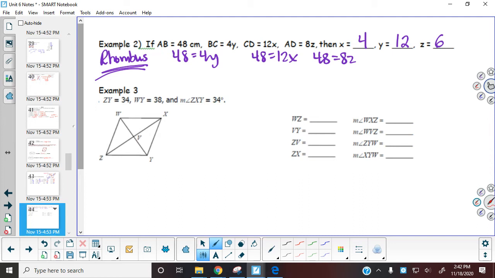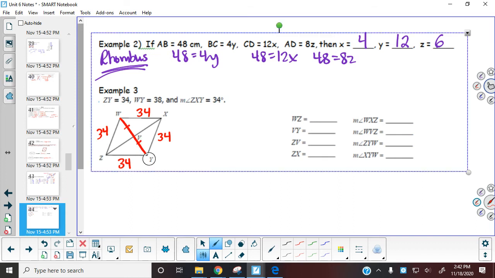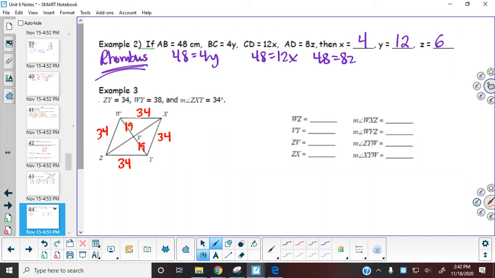Okay, as you look at this, let's talk about the sides first. ZY is 34. If it's a rhombus, that means all of these sides around the outside are going to be 34 also. If we know that YW is 38, because it's a parallelogram, we know this diagonal has been bisected, meaning those two pieces are the same. So we can say this is 19 and this is 19. Let's pause there and figure out what we have so far and what else we maybe need.